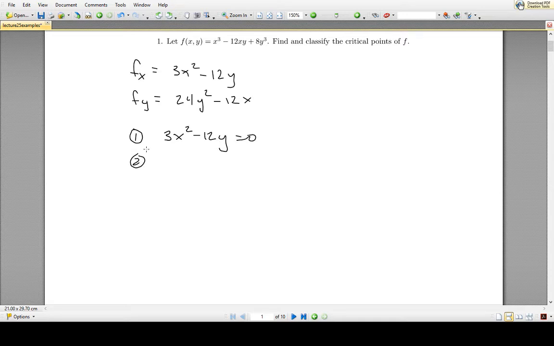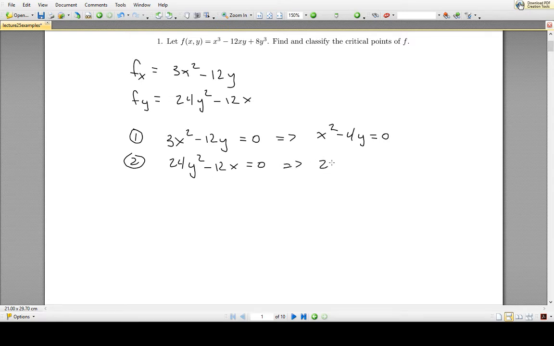Let's clean that up a little bit. The second equation that I get is by setting the partial derivative of f with respect to y equal to 0. So we get 24y squared minus 12x is equal to 0. I can simplify the first equation by dividing both sides by 3, so I have x squared minus 4y is equal to 0. And this one I can simplify by dividing both sides by 12, so I get 2y squared minus x is equal to 0.